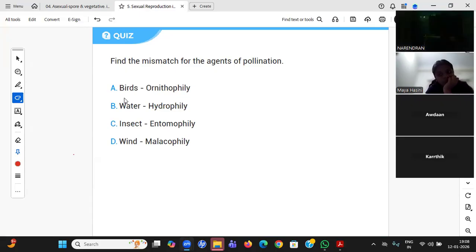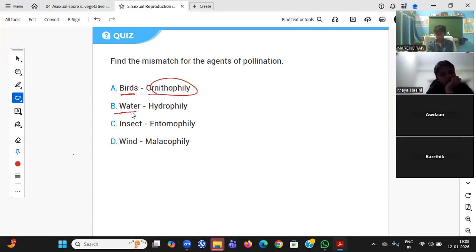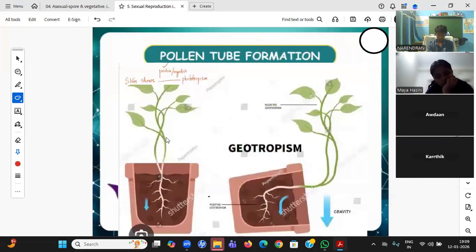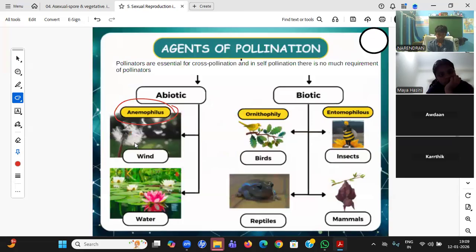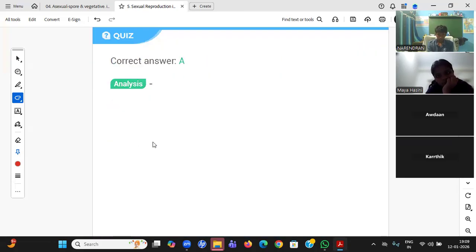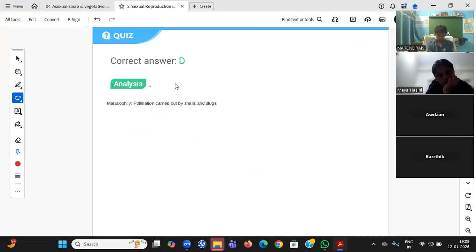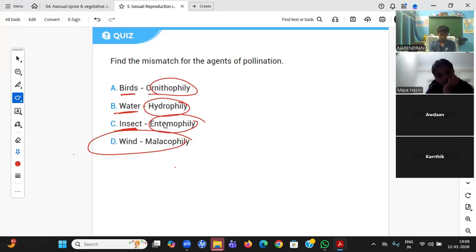Rudita, right answer. Birds, ornithophily. Water, hydrophily. Insects, entomophily. Wind, what is it? Anemophily. Right answer. So definitely this is the wrong answer. Malacophily: pollination carried out by snails and slugs. Snails will also carry some of the pollen grains, right? So that is nothing but malacophily.